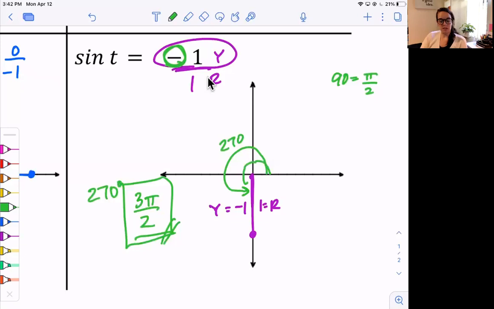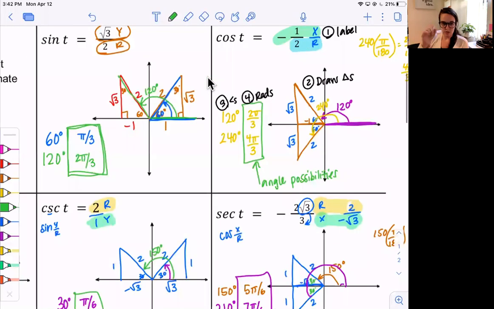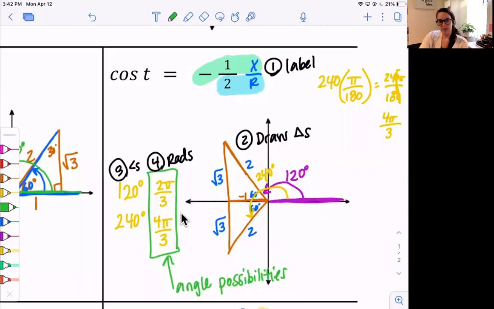Wow, hard ones. Y'all are doing amazing hard things. Good job. Don't forget, these are your steps. Label, draw the triangles, find the angles, find the radians. All right, you got this, my friends. I will talk to you soon.